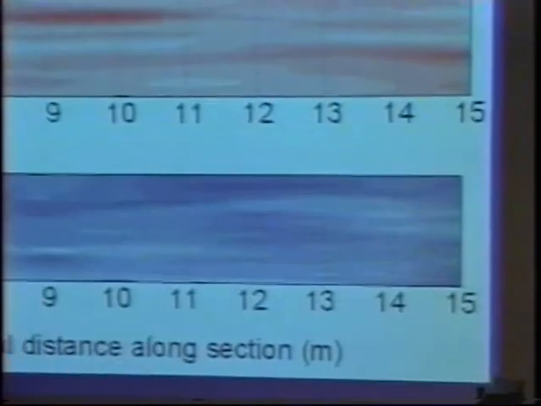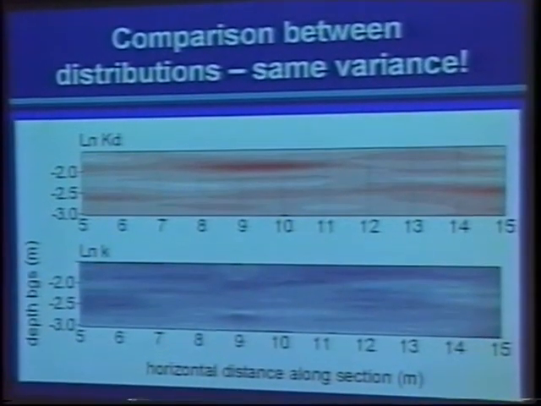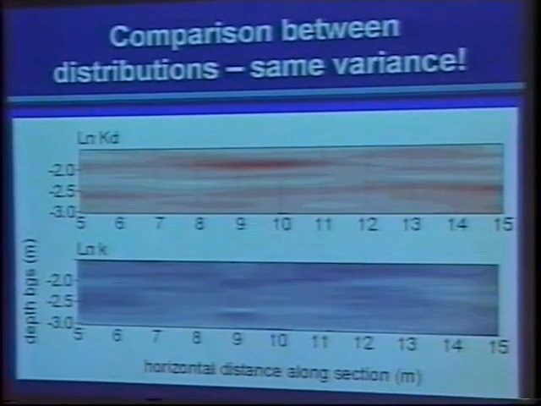Let me show you the distribution of permeability, because we did measure it. And now down here, in blue shades, we've got the permeability distribution that we measured. Again, darker are higher values, lighter are lower values. Each shade that we show here is one increment in the variance as well. And it turns out that the variance for LNK is the same as the variance for LNKD.